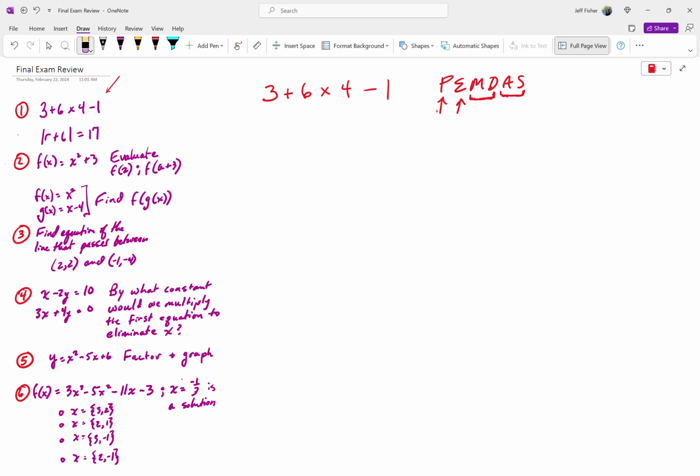What we have to do is survey and look across our expression and say, where are the priority operations? And you can see that we have multiplication in the middle, so we have to do that first. 6 times 4 is 24, and then we rewrite it. Now we can do our addition and subtraction left to right. 3 plus 24 is 27, minus 1 is 26, and that will be our final answer. So don't fall for it. Make sure you do your multiplication first.